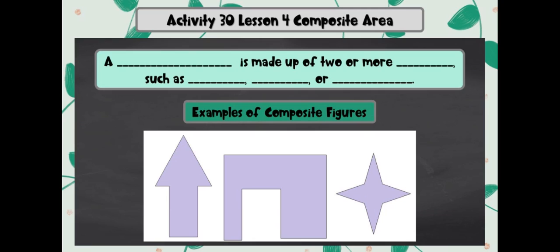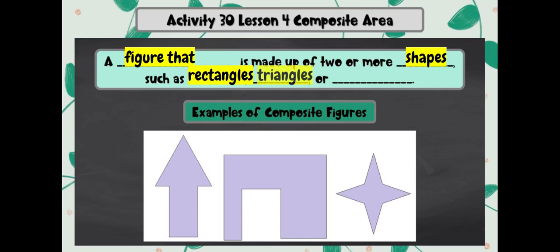A composite figure is a figure that is made up of two or more shapes, such as rectangles, triangles, or circles. And here's some examples of composite figures.